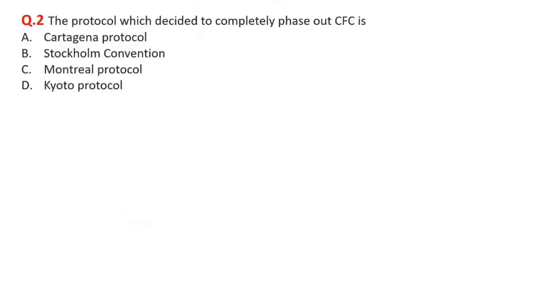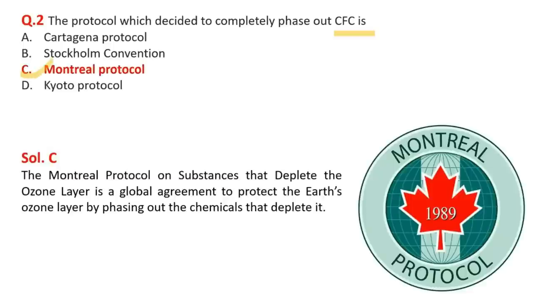Okay, so now let's read this next question: the protocol which decided to completely phase out CFCs. So CFCs are chlorofluorocarbons, and a protocol is an international treaty. If you read the options: Cartagena Protocol, Stockholm Convention, Montreal Protocol, Kyoto Protocol. So what is the answer here? It is option C, that is Montreal Protocol. Montreal is a place in Canada actually.